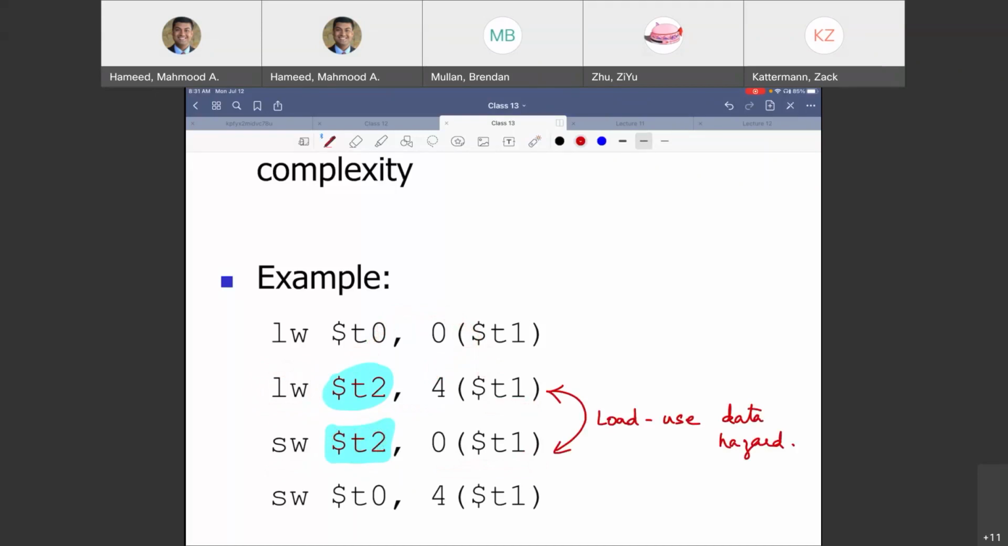Can you solve this without needing to stall? Compiler can help, maybe? What can you rearrange over here to fix the problem? Right. So if you switch these two guys, you're done, right?